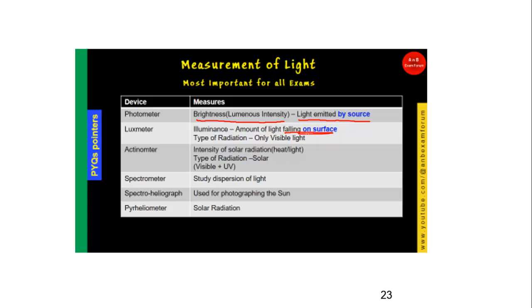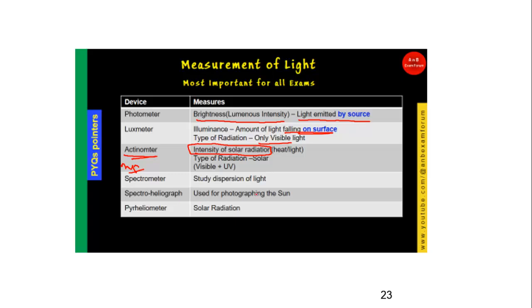Okay, so how much light is falling on the surface, basically visible light, lux meter is used. And a very important one is actinometer. Actinometer, again, it is going to find the intensity, but this time it is intensity of the solar radiation. So if you want to know the intensity of the solar radiation, actinometer will be the correct device. And as you know, spectrometer is for the study of dispersion of light.